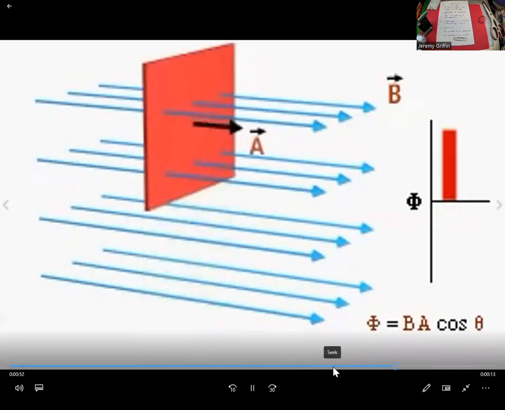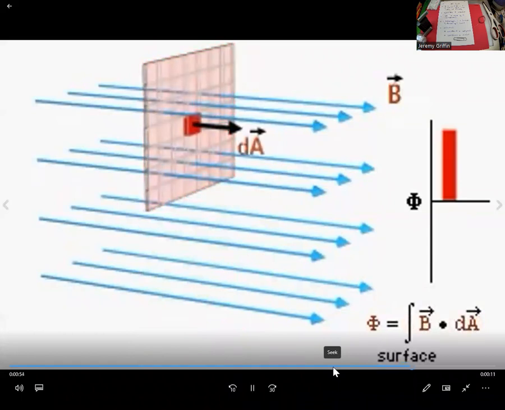How about this? What if you went all crazy and had not a flat plane area, but some really warped area?